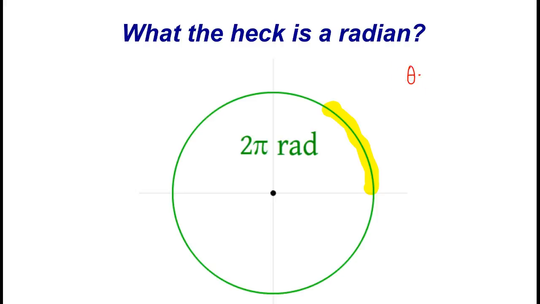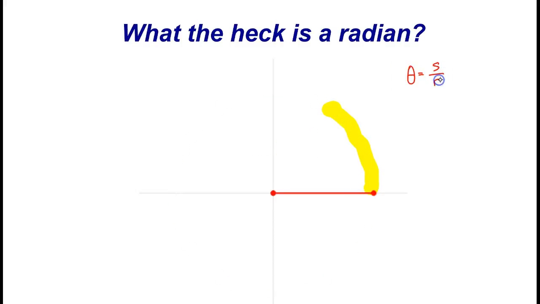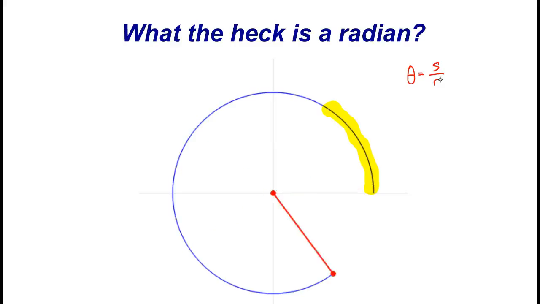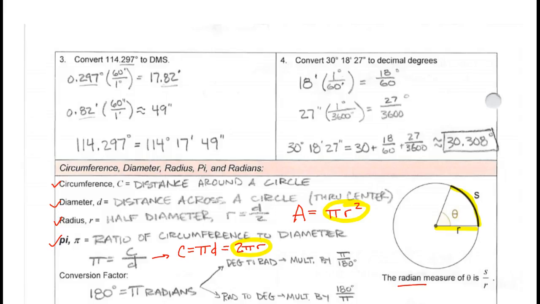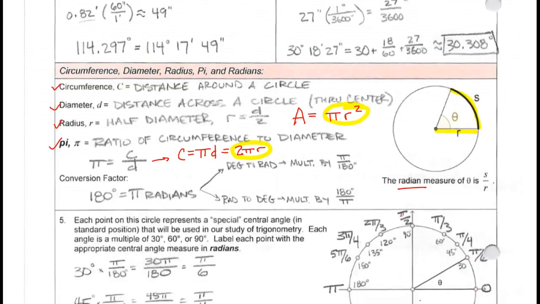Remember, we said theta equals s over r, the ratio of the arc length to the radius. We also said that circumference equals 2 pi r. Okay, so if we look at the ratio of circumference to the radius, it equals 2 pi. And the circumference is all the way around the circle, so that better be an angle measurement of 2 pi. Okay. I'm going to flip back here to finish up some things on this page for you.